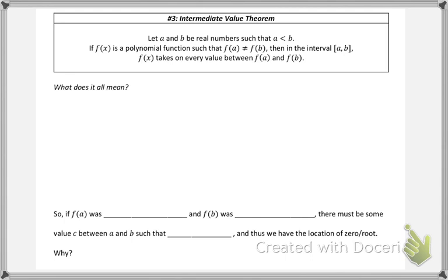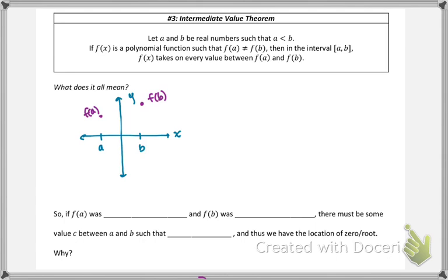Then in the interval a, b, f of x takes on every value between f of a and f of b. And what does this all mean? It makes more sense if we draw a diagram. Let's draw an xy plane. And let's say a is here, and let's say b is here. And let's say when x is a, y, or f of a, is right here. Here's my point f of a, and let's say here's my point f of b. Okay, when x is b, y is up there.